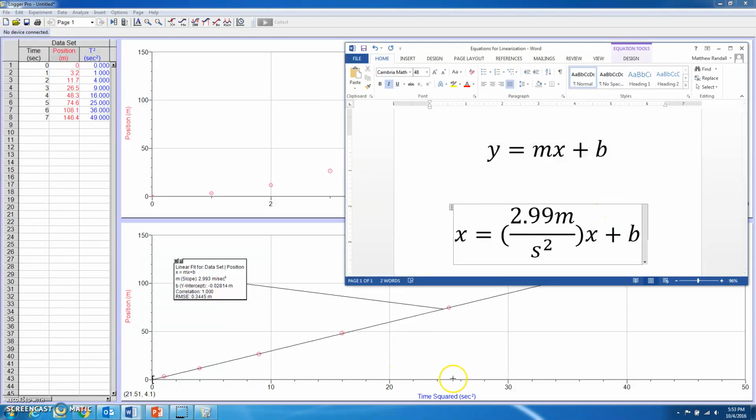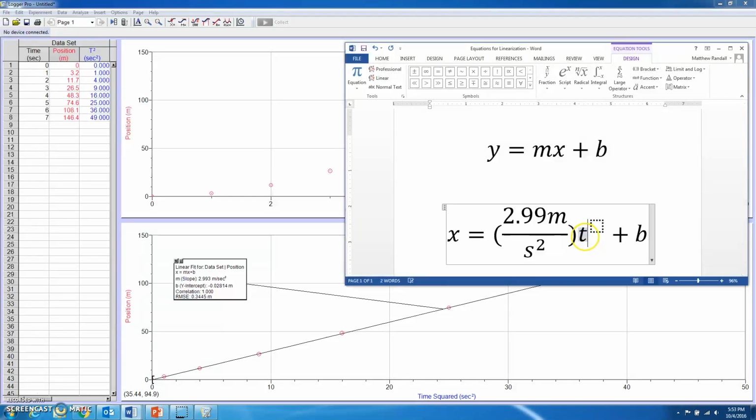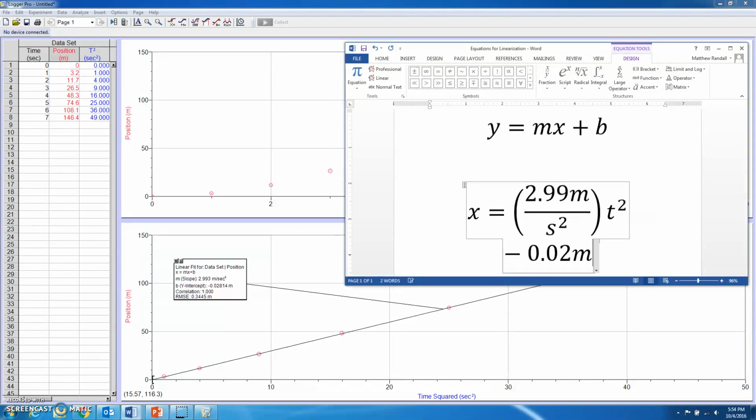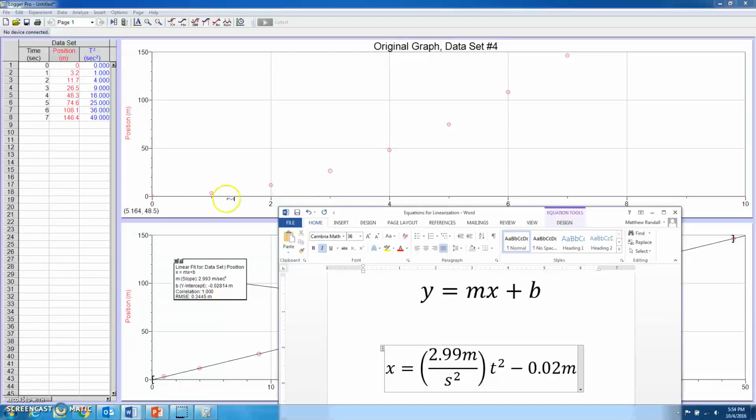And then our x value is time squared. I'm going to use our equation tools here. So instead of x, we're going to type in t and squared. And then our y-intercept in this case is minus 0.02 meters. Didn't quite fit, but there you go. Okay, so the equation that we're looking at here describes the position versus time graph for our original graph.